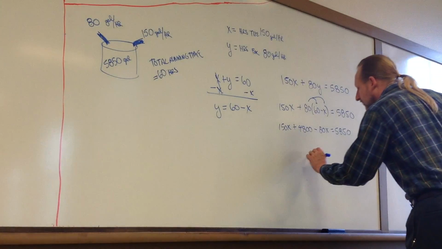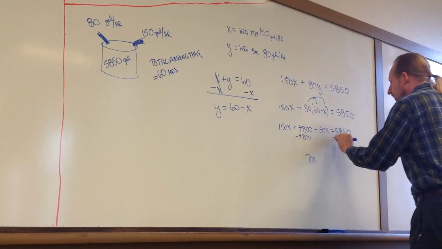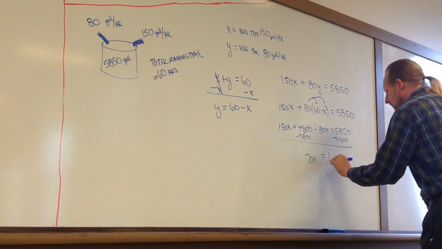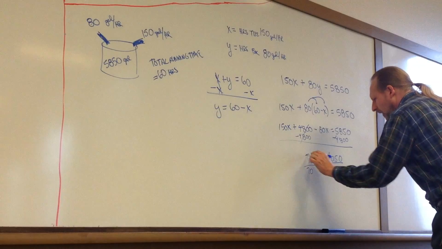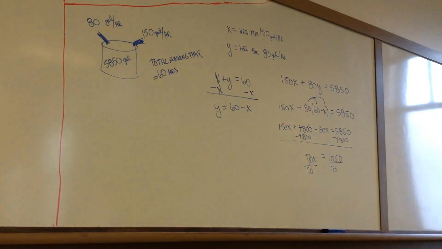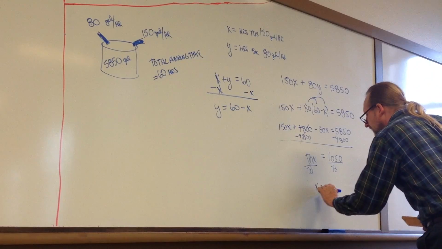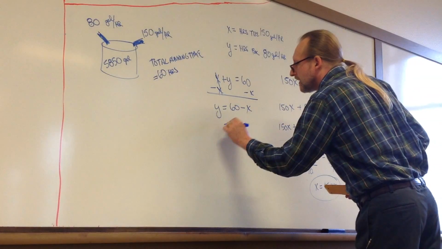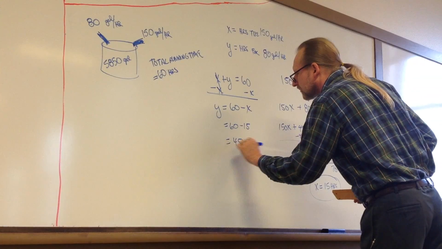And then again, we've got the like terms here. 150x minus 80x is 70x. And then we'll move this 4,800 over to the other side. And so this will be 1,050. And then we'll divide on both sides by 70. And I think this comes out to be 15. Let's see, 1,050 divided by 70. Yeah, x is going to be 15 hours. And so if x is 15 hours, then y should be 45 hours.